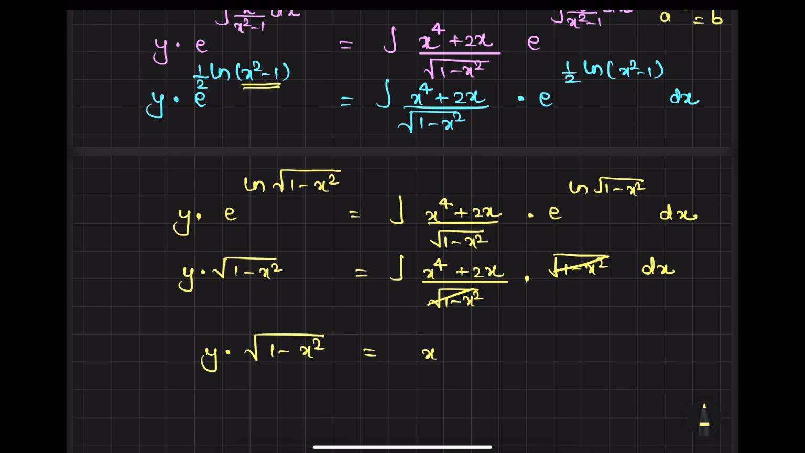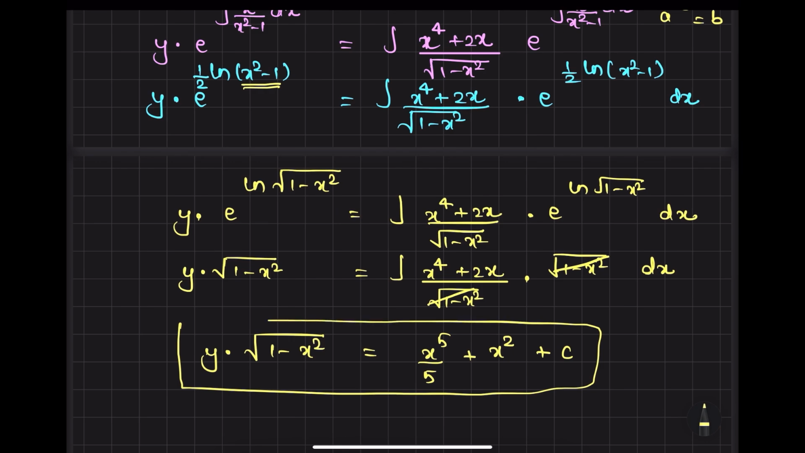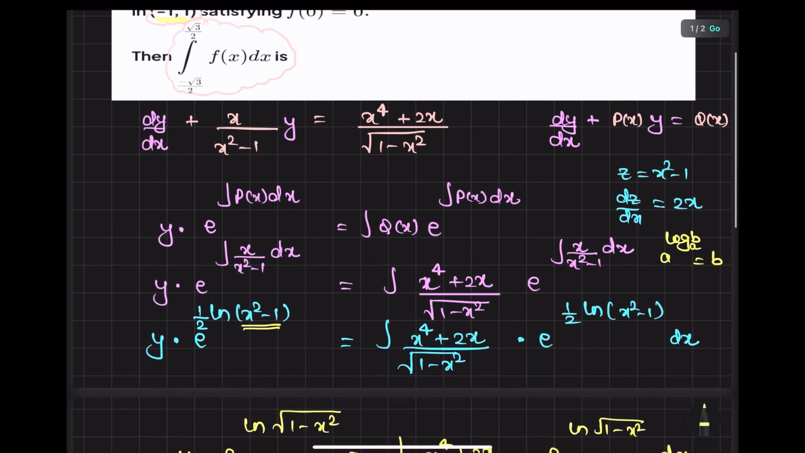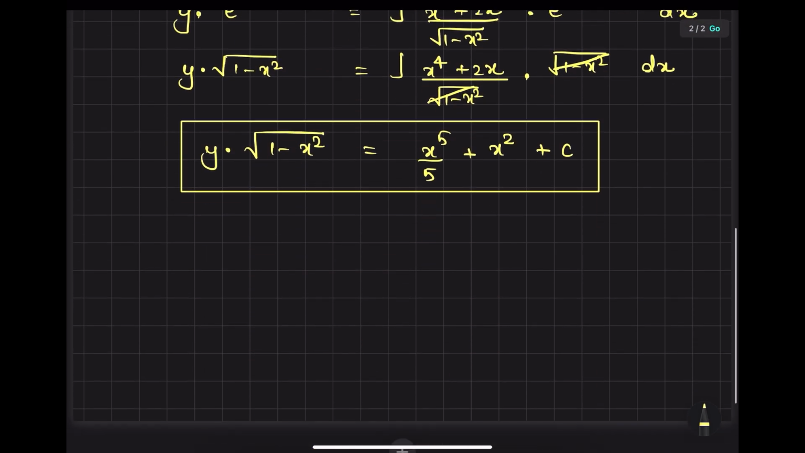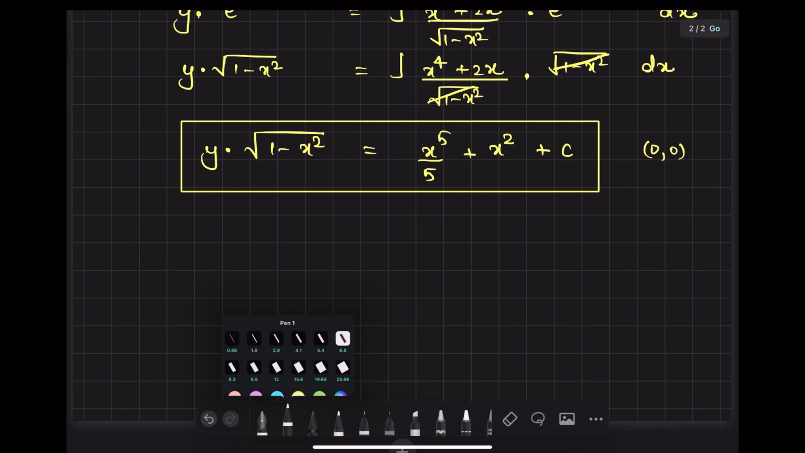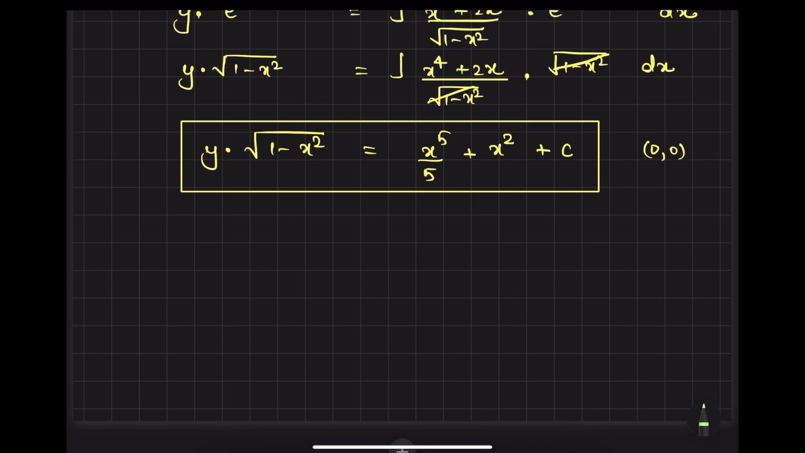We have x to the power 5 by 5, and then 2x square by 2 means x square, plus the integration constant c. So this is our solution of the differential equation. Now to find the value of c, we need to satisfy (0, 0). So as the curve satisfies (0, 0), we will find the value of c.